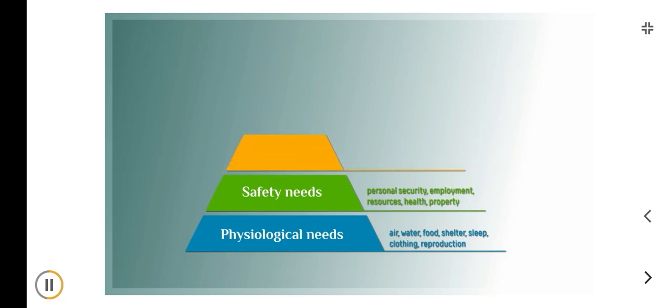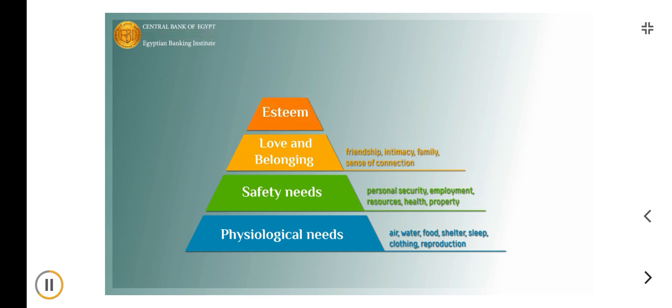Afterwards comes love and belonging. I need to be loved. I need to have friends. I need to belong to a group. This is very important because once I satisfy the physiological need, then the safety need, and then love and belonging, I start thinking about my esteem, respect, self-esteem, the status, position.